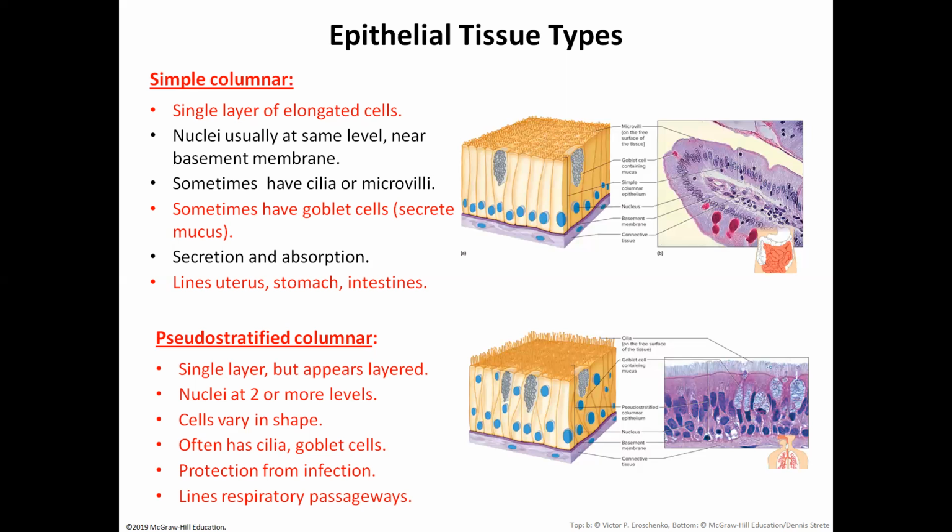And here we can see those goblet cells pretty well. So this is a goblet cell. And again, their function is to help produce mucus. And then again, up here, we can see the cilia.